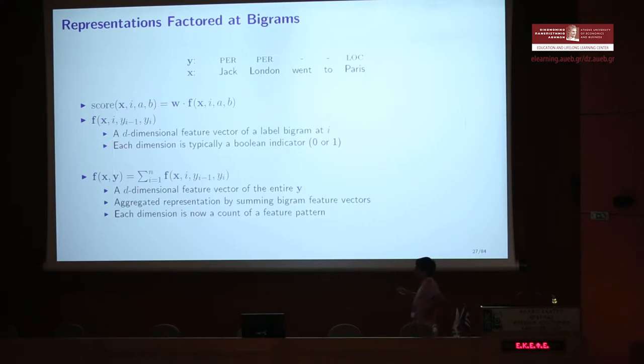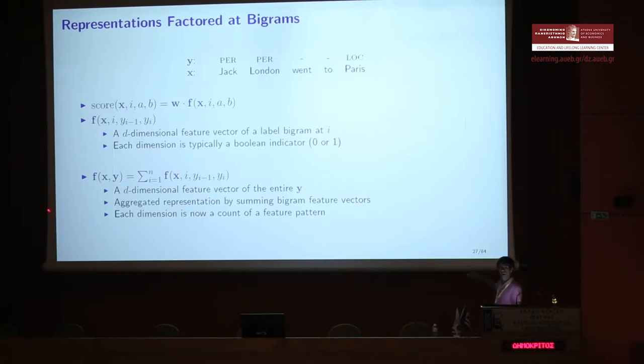In case the dimensions were Boolean, zeros or ones, if I sum zeros and ones, I'm going to get the counts. So in this aggregated feature vector, each dimension is specified with the same template, only that instead of being an indicator, is this appearing or not, it's saying how many times this pattern is occurring in my input-output. The good thing is that no matter how long these sequences are, this is still a d-dimensional feature vector.